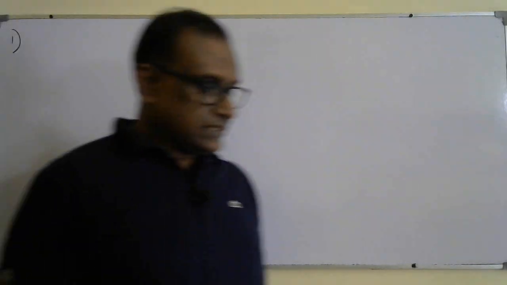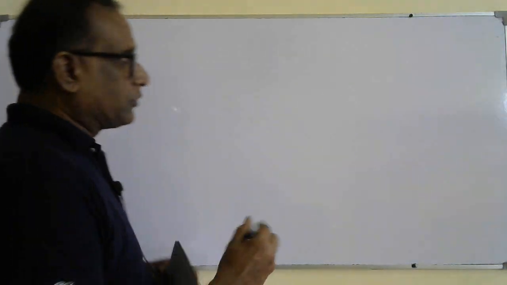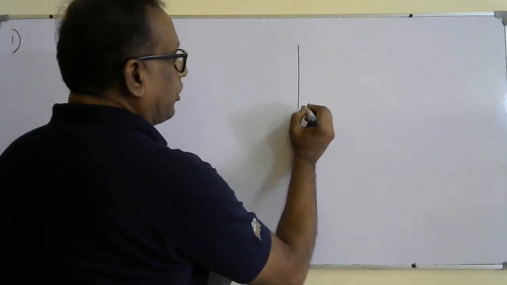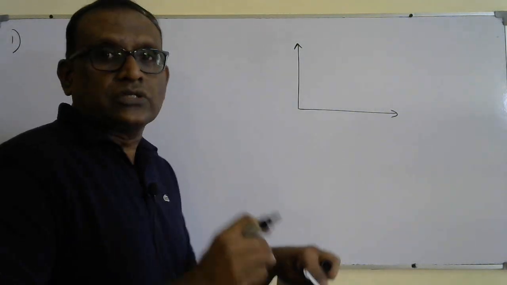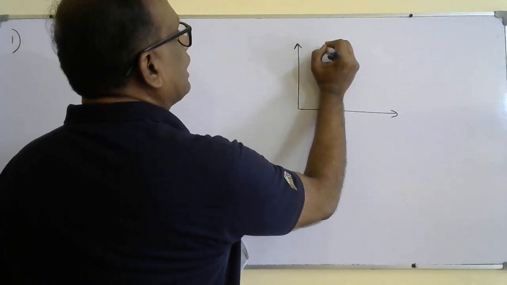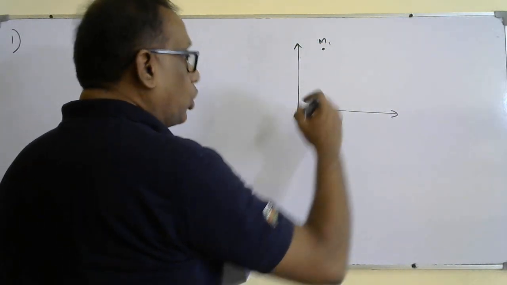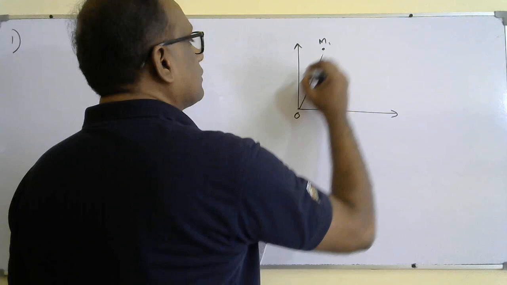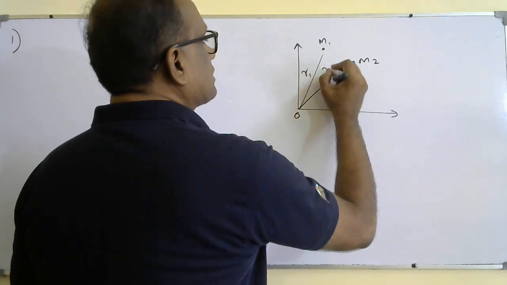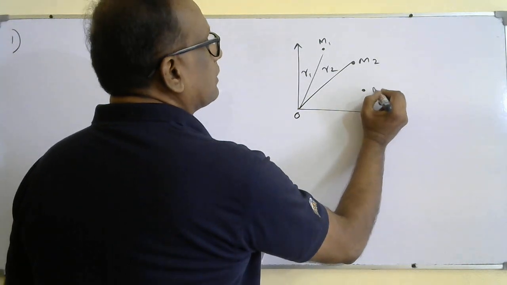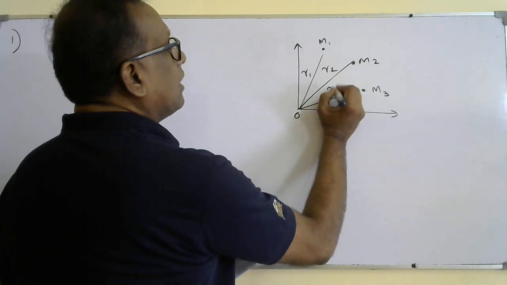Okay, so the first question is based on center of mass. What should you know based on center of mass? Again, I'll quickly revise it. If you want to find the center of mass of a system of particles relative to a point, for example, if there is a mass m1, then its distance from a point O is r1. There is another mass m2, its distance from point O is r2. There is another point mass m3, its distance is r3.